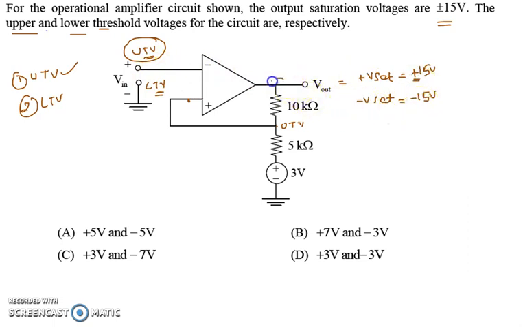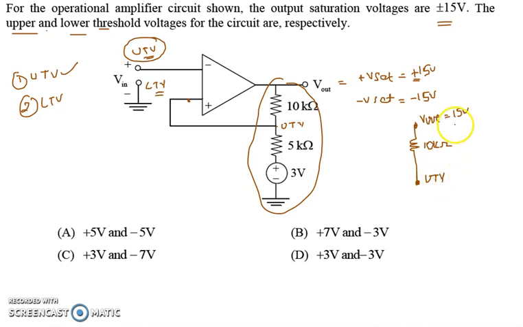So now this entire structure I am drawing here. It is a Vout, and that Vout becomes equal to plus 15 volts, and it is 10 kilo ohms, and this point is the upper threshold voltage. If this point is upper threshold voltage, then it becomes equal to plus 15. If it is a lower threshold voltage, it becomes equal to minus 15. Okay, 5 kilo ohms, and here 3 volts. See, here 3 volts I am writing.